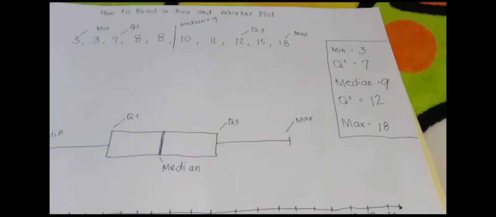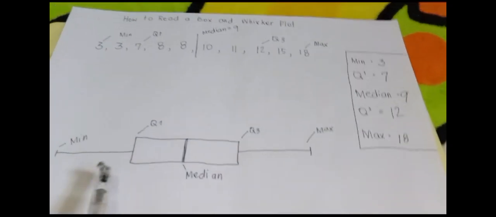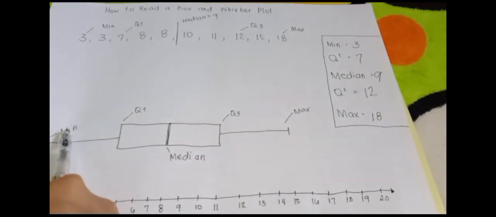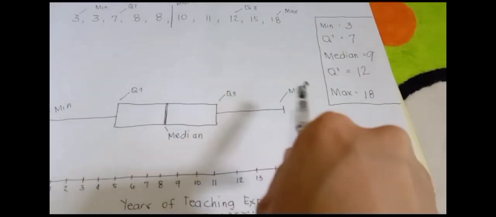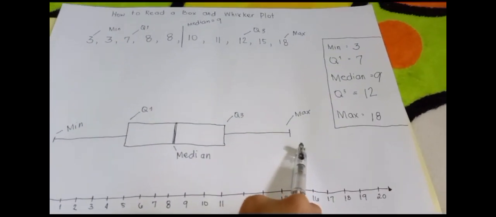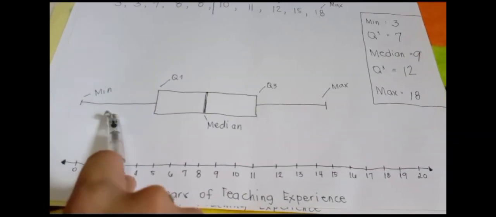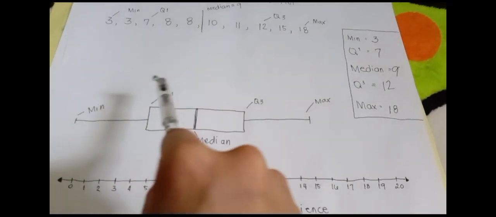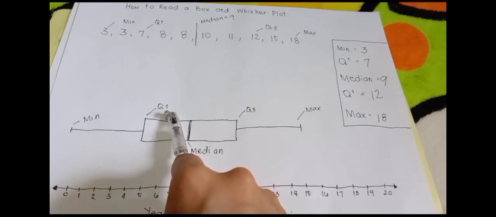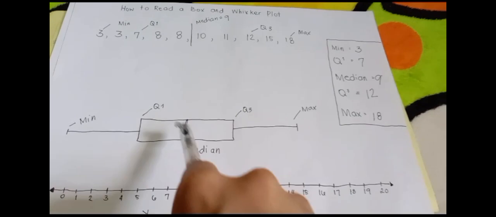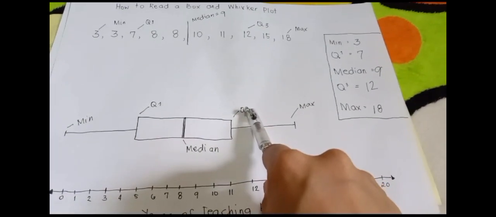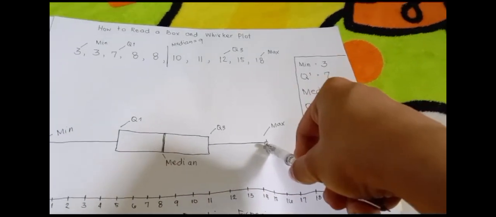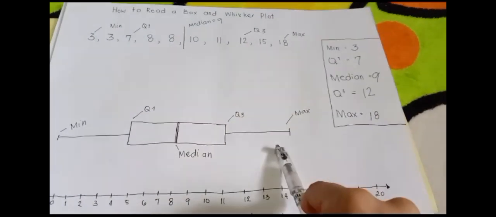Those are the 5 parts of a box and whisker plot. Ito po ay minimum or lowest number, first quartile or lower quartile, median, third quartile or upper quartile, and maximum or highest number.